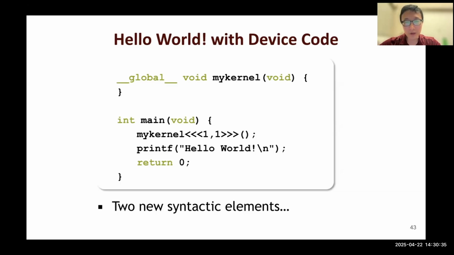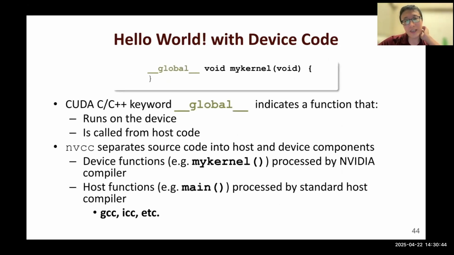So there are no dramatic differences, just some minor differences here. Two differences. One of them is the keyword double underscore global double underscore, which indicates that this function is a kernel, a CUDA kernel. It runs on the device, and it's called from the host code. That's called a global function.